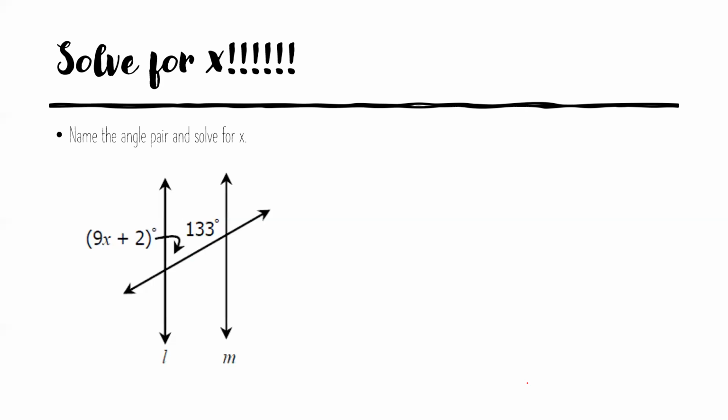Right, next one here, they give me the measurement of this angle is 9x minus 2 degrees, and that this angle here is 133 degrees. What type of angle pair are these two here? They're on the inside, for sure they're interior, but are they on the same side or opposite sides of the transversal? They're on the same side. So that means that these are consecutive interior angles.